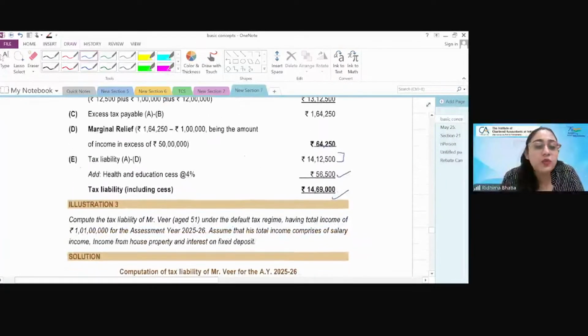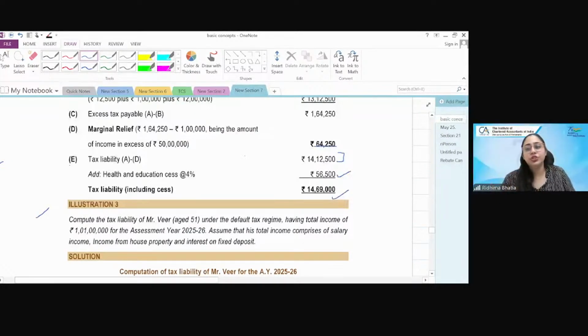Now, if a question comes at 1 crore 1 lakh, then what will you do? Calculate tax on income up to 1 crore, and calculate tax plus surcharge on 1 crore 1 lakh. Compare them; the amount over and above the increase in income would be a relief that you have to reduce from the tax plus surcharge amount. And simple, then add cess.